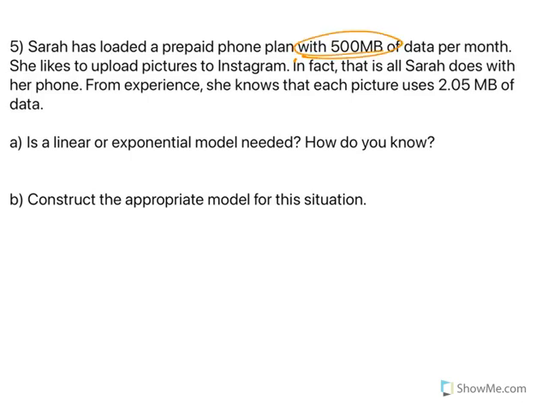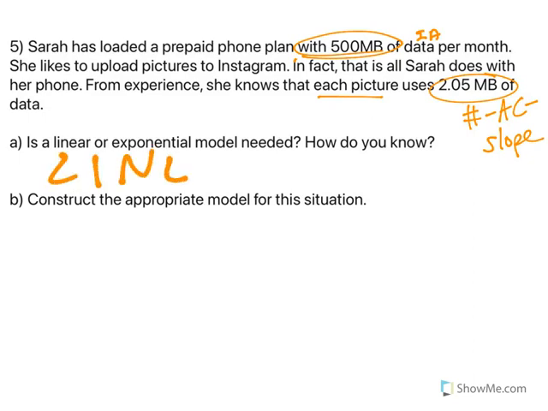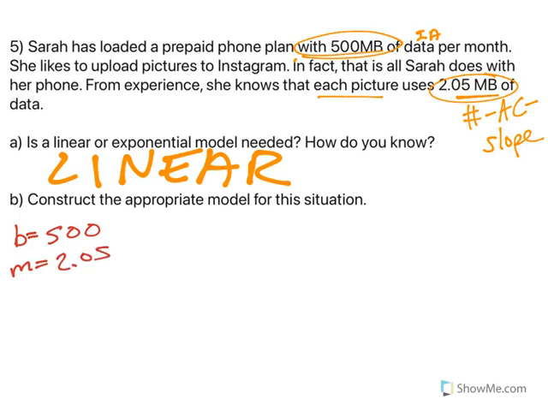From experience, she knows that each picture uses 2.05 megabytes of data. Linear or exponential? What do we know? We know that the starting point, the initial amount of data she has, is 500 megabytes. Each picture uses a number, 2.05. It's a number. That's absolute change. That's slope. That makes this linear, for all of the reasons I just said. It's based on the constant change. Each picture is 2.05 slope. So if I know my initial amount is 500, that's my y-intercept. I know my slope is 2.05.